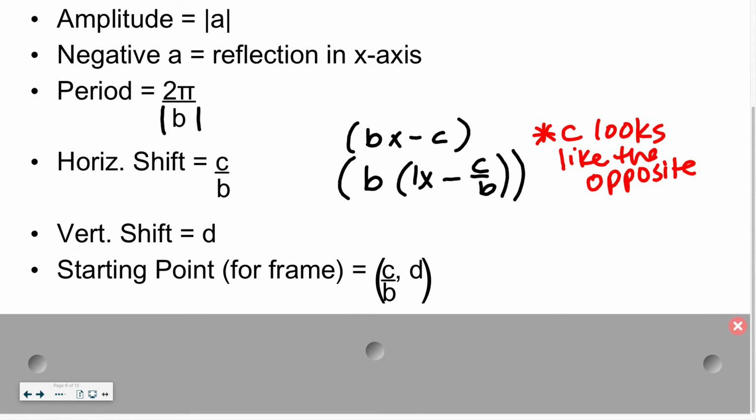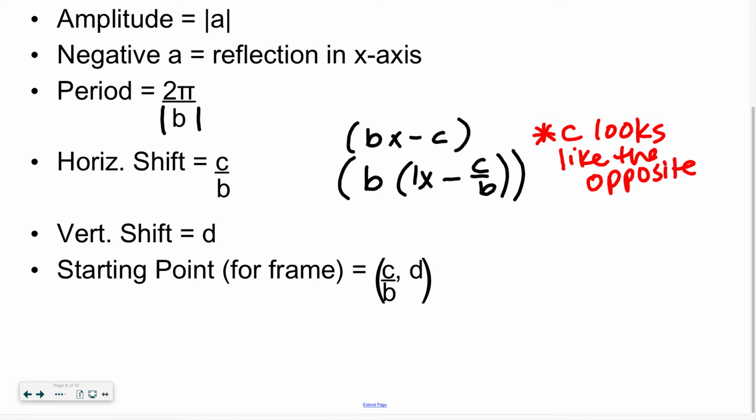D is responsible for the vertical shifting. So that's like your up, down. That's your K. And there's nothing really special to know about that. The other thing that I'm going to ask you to do on your homework tonight is put the horizontal and the vertical shifts together as a starting point for your frame.